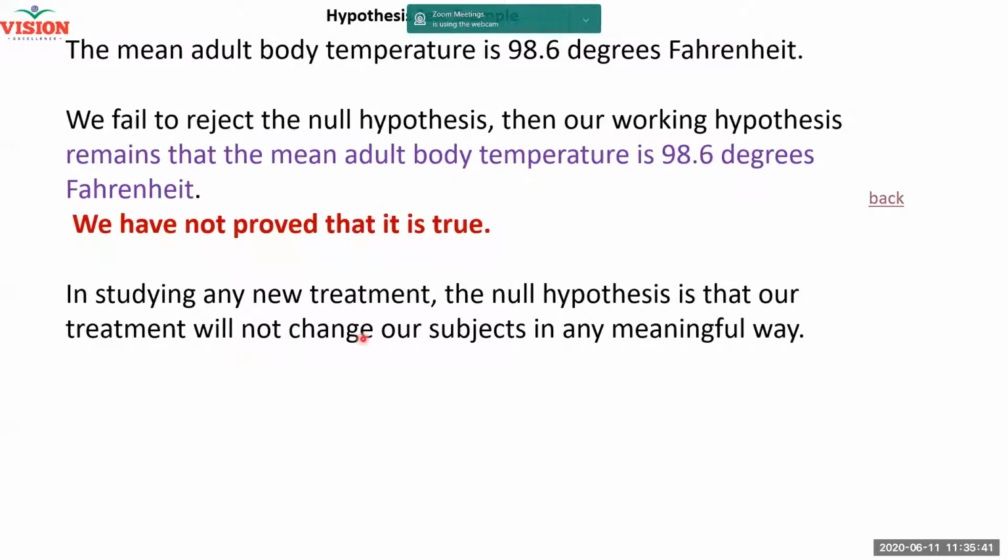In studying a new treatment, the null hypothesis is that our treatment will not change our subject in any meaningful way. In studying a new treatment, a new medicine is obtained. What is the null hypothesis? That the treatment will not change our subject. It will not give any effect. It will not give any improvement. It will not help these patients to recover. That is the null hypothesis.